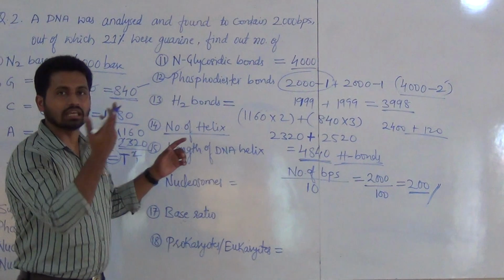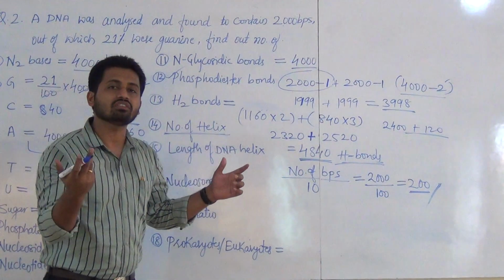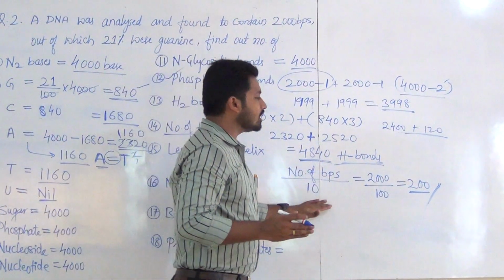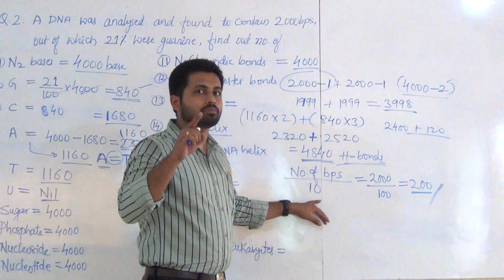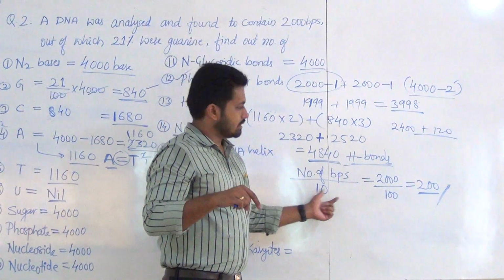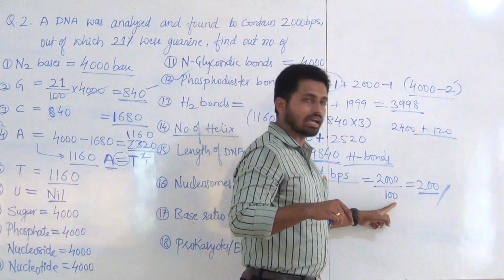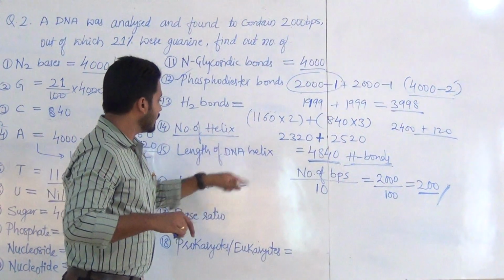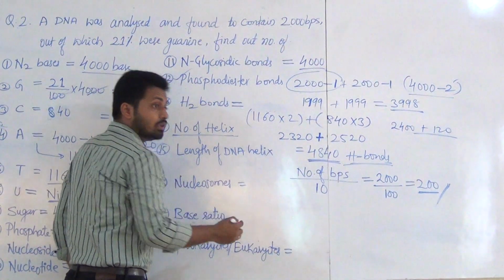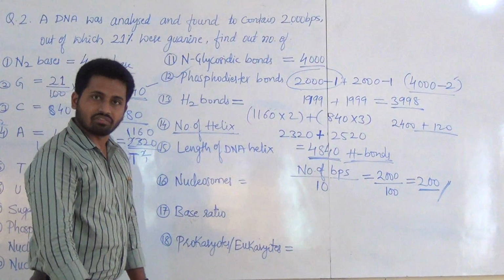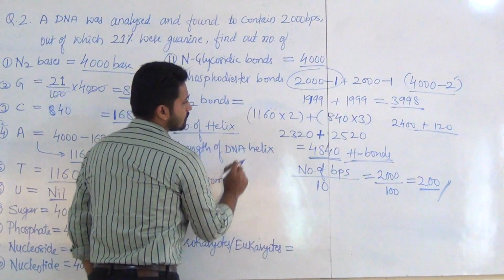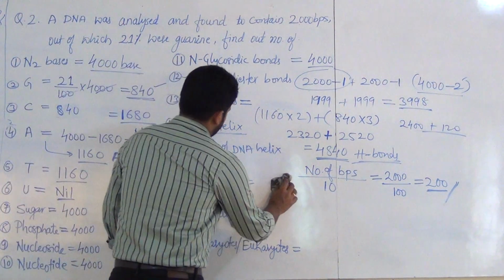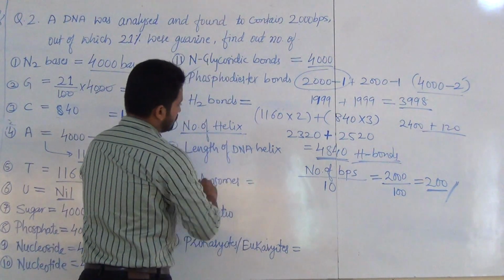Remember, one turn of DNA is completing at a distance of 34 angstrom. Okay, so number of base pairs divided by 10. Why are we considering 10? Because each turn contains 10 base pairs, and hence 2000 base pairs divided by 10, that is 200 what? Helix. 200 helix. Now length of helix means complete DNA. Length of helix. Now first calculate here. Okay, I will write here. This is for this one.